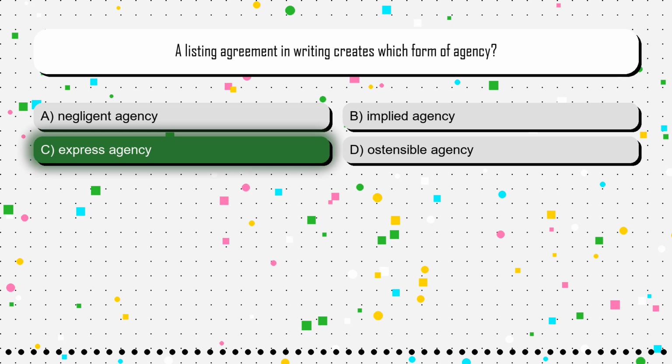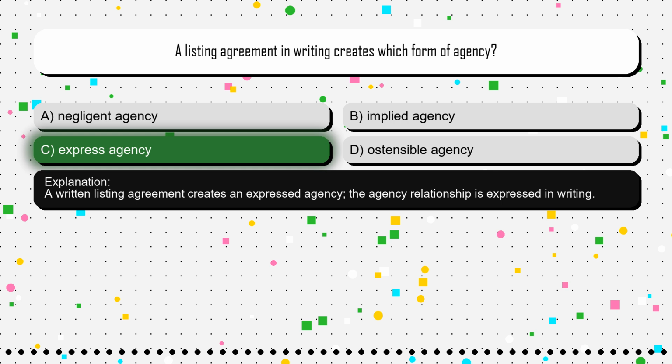The correct answer is option C, express agency. A written listing agreement creates an express agency. The agency relationship is expressed in writing.